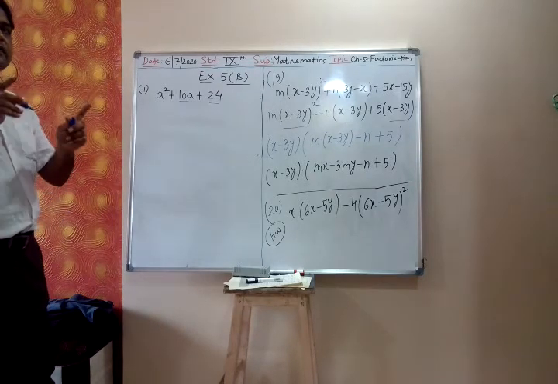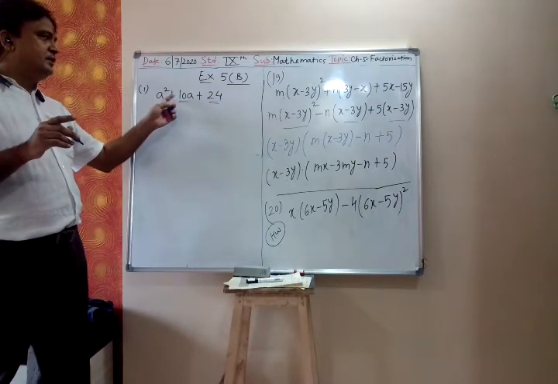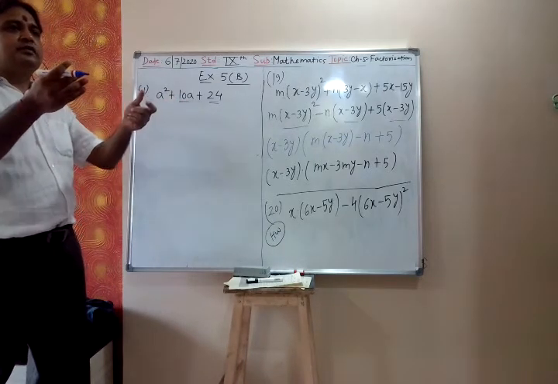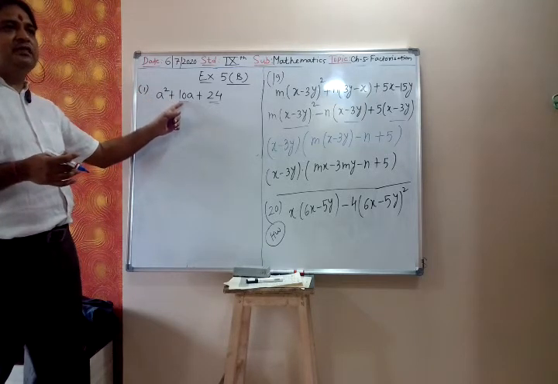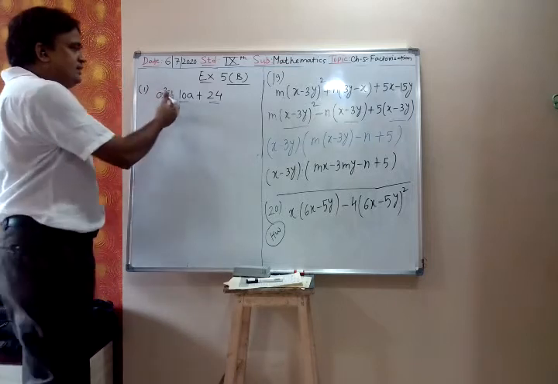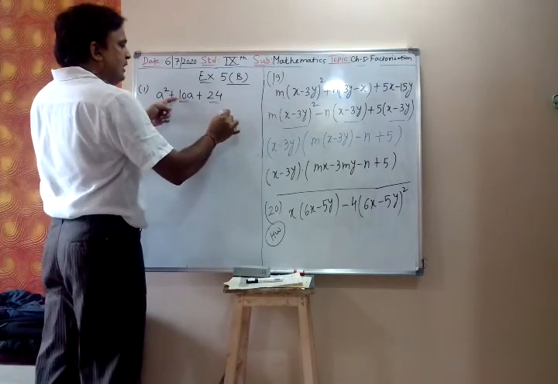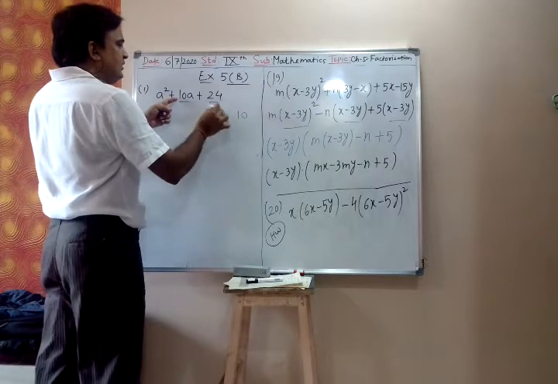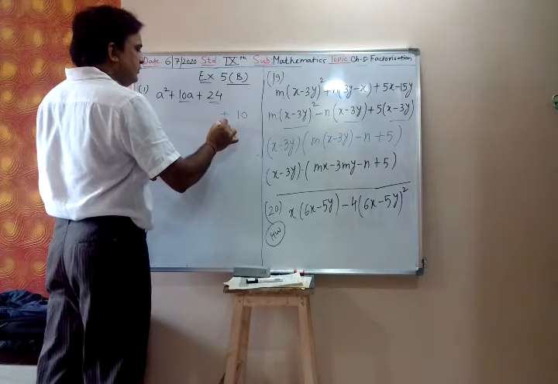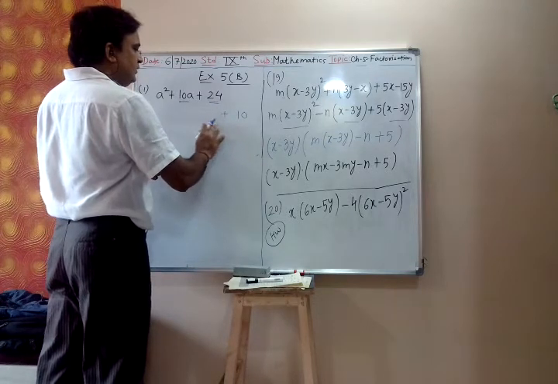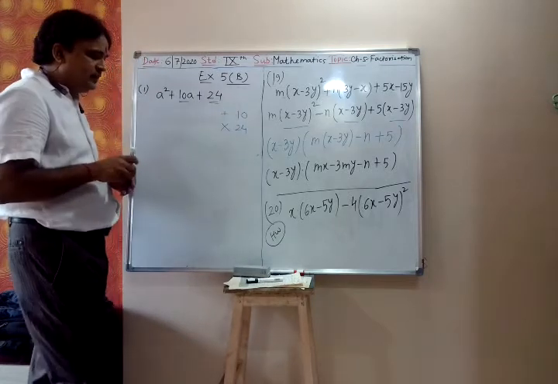Now how do we simplify? There are 3 terms. So these 3 terms, we make it 4 terms by splitting the middle term. This middle term we have to split in such a way that when you add them, you should get plus 10, and when you multiply them, you should get plus 24.